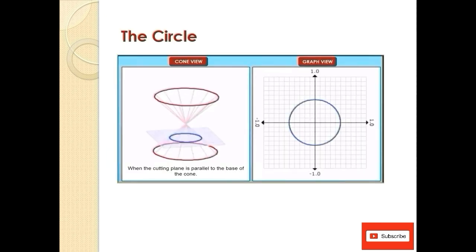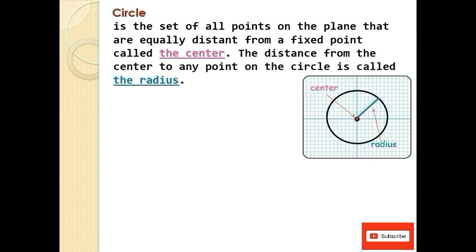Now, what is a circle? How do we define a circle in geometry? A circle is the set of all points on the plane equally distant from a fixed point called the center. The distance from the center to any point on the circle is called the radius.